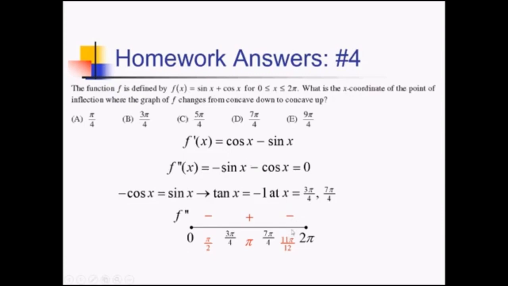Another reason I'm not as worried about this interval, they just wanted to know the x-coordinate of the point of inflection where the graph changes from concave up to concave down. And that's just this first one right here. Our f double prime is changing negative to positive at 3 pi over 4 only on this interval from 0 to 2 pi. So that means that we really just wanted answer choice B all along.